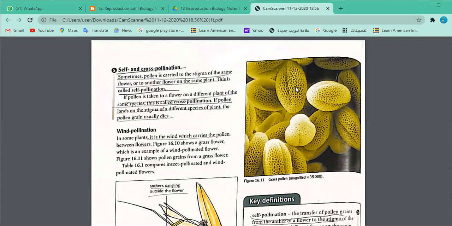Discussing reproduction in plants. There were two major types that we have discussed so far: asexual reproduction and sexual reproduction. In asexual reproduction, you have seen the tuber or sucker of bananas. So you have one parent, and from that we grow other plants.